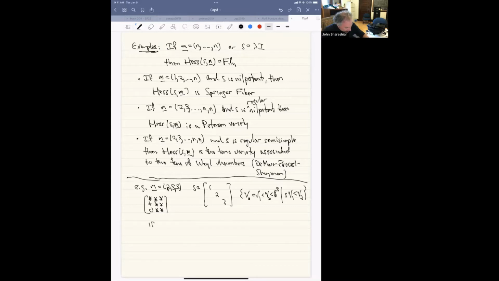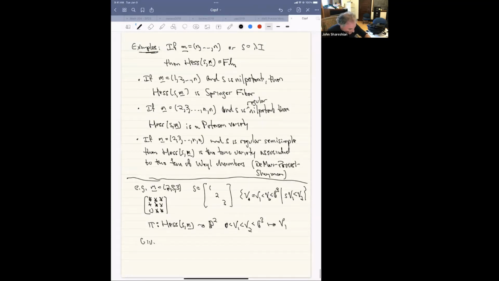And let's look at some kind of map. Let's map to P2. We're going to take a flag like this and map it to the first space. So let's try and understand this projection. Given V1, which is just a one-dimensional subspace of C3, if V1 is not an eigenspace for S, then V2 has no choice, because V2 contains V1 and SV1. If V1 is not an eigenspace, then V1 and SV1 are independent. They span V2.